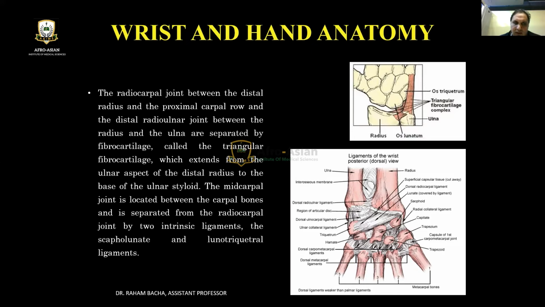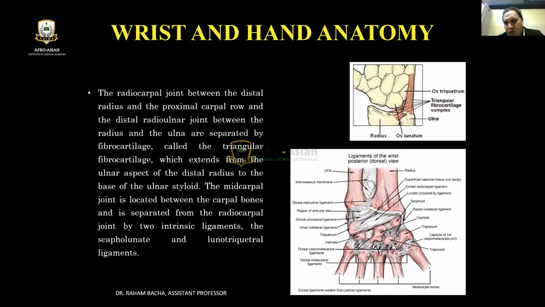The mid-carpal joint is located between the carpal bones and is separated from the radiocarpal joint by two intrinsic ligaments, the scapholunate and lunotriquetral ligaments. So here you can see in these images all these important ligaments and the carpal bones.